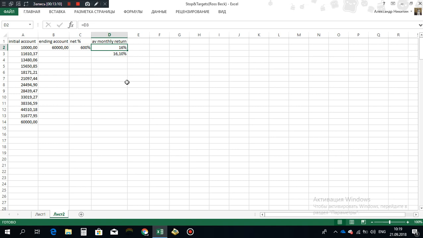Of course, those who tell you that they generate 50% a month, they tell something unbelievable, turning a 10k account over the period of 1 year into 1 million. If you do it this way, well, it is unbelievable. Average monthly return of 50% is unbelievable.